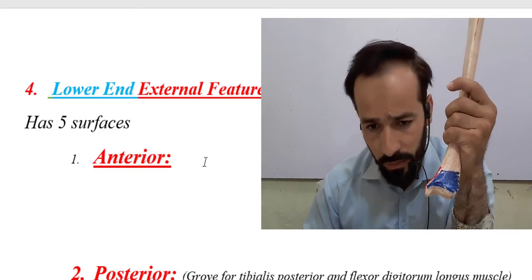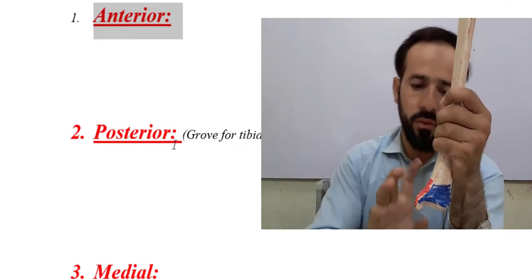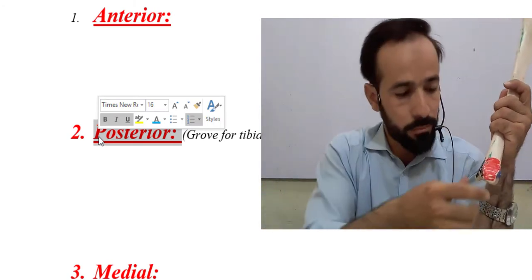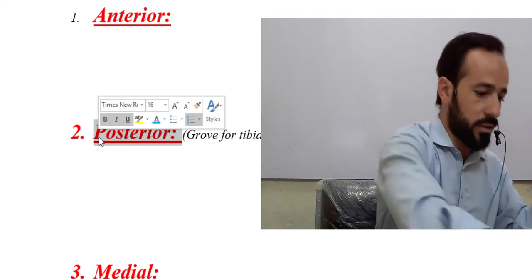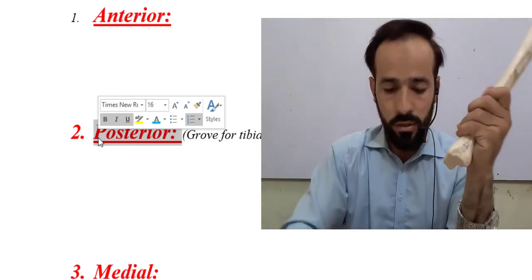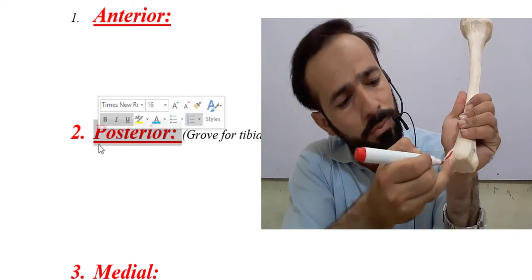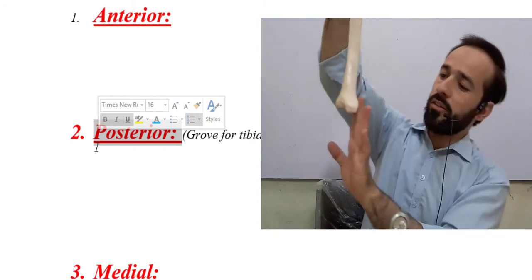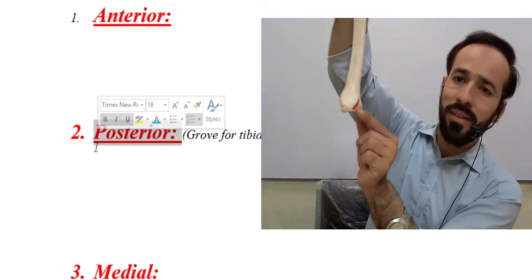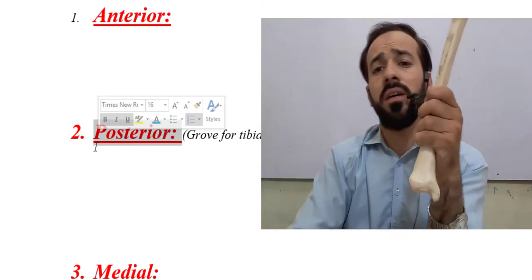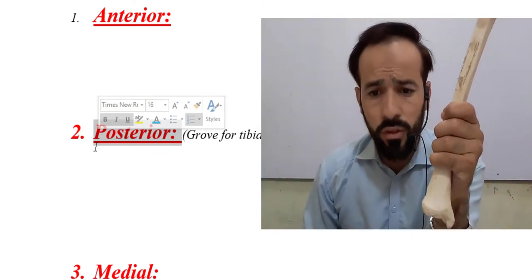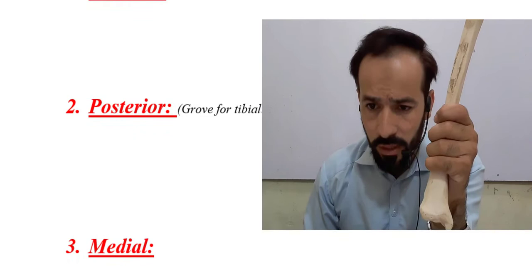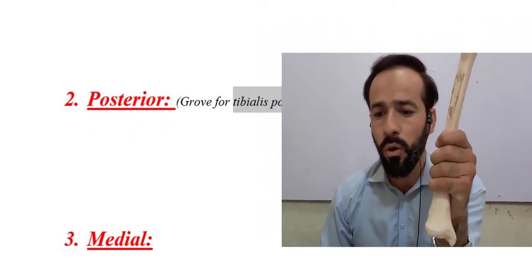Now there is the anterior surface. Then the posterior surface, which I have shaded with black color. In its posterior surface, if I take this other tibia bone, look here. In the posterior surface, there is a groove present here, right? So this is the tibia bone and this is its posterior surface. Here is a groove present in the posterior surface of the tibia, and this groove is for the tibialis posterior and flexor digitorum longus muscle.